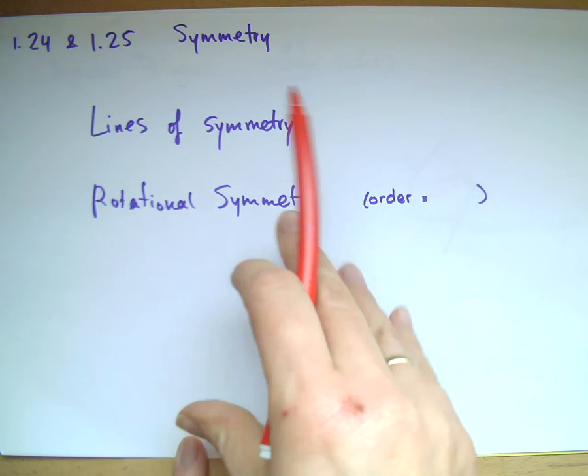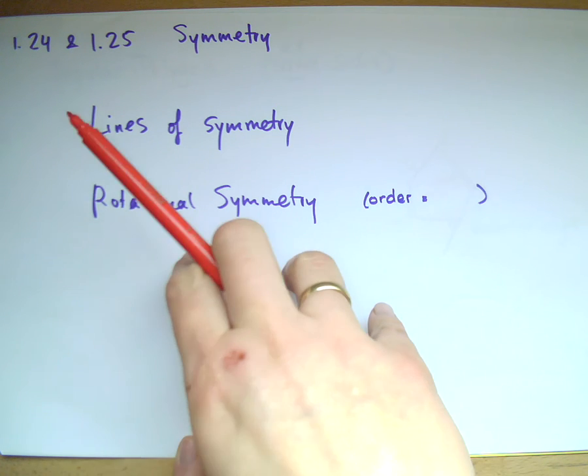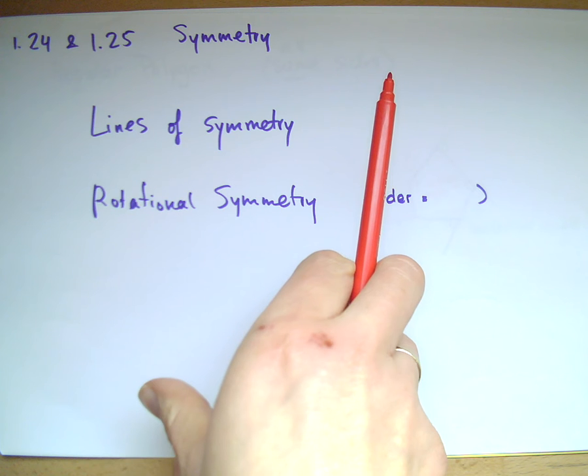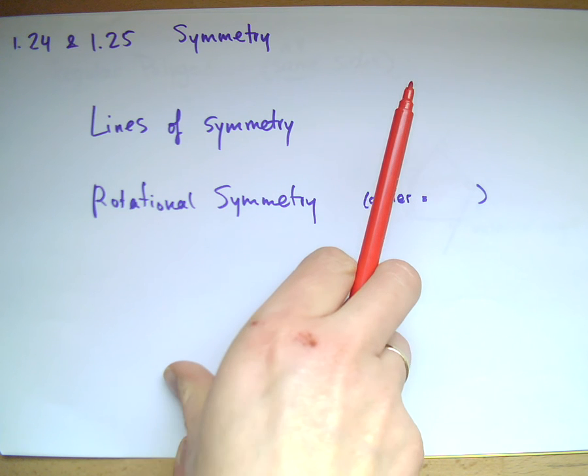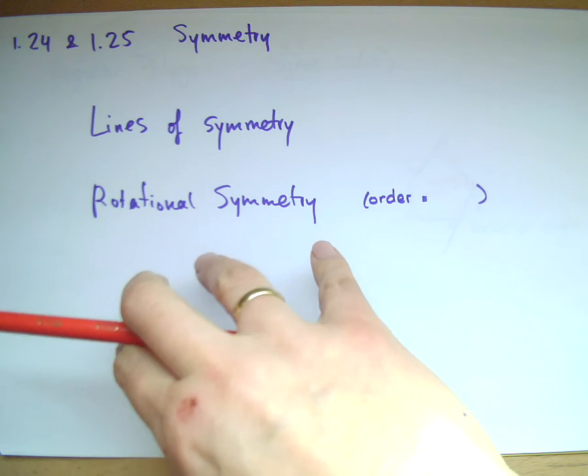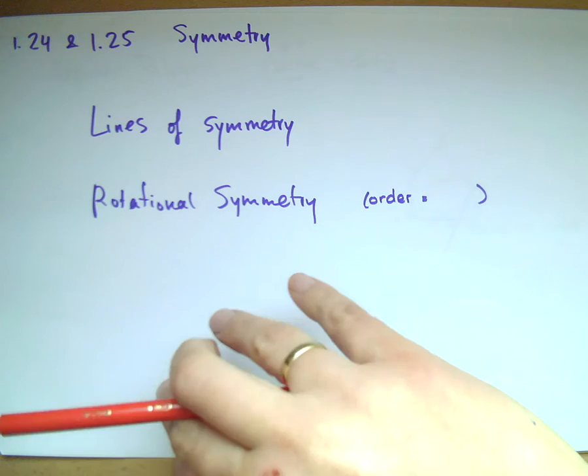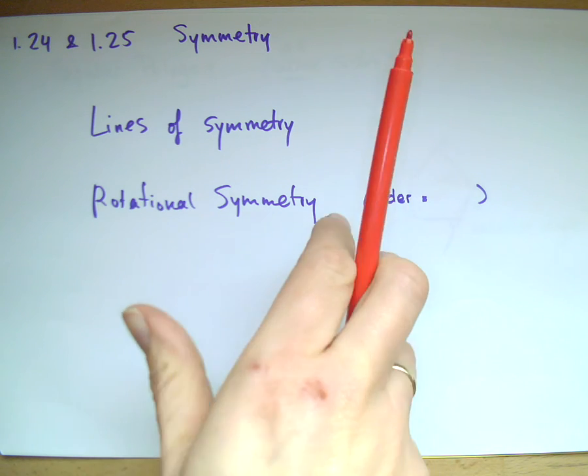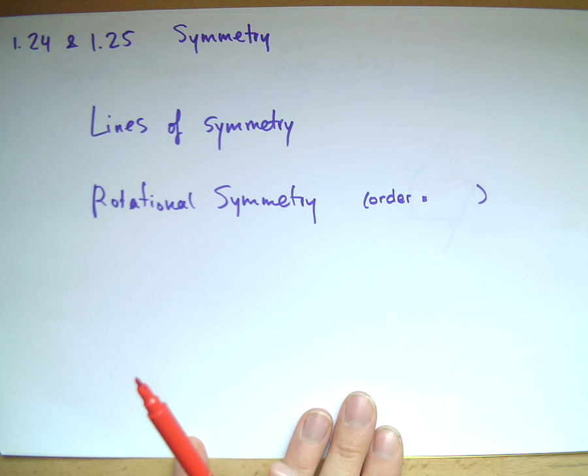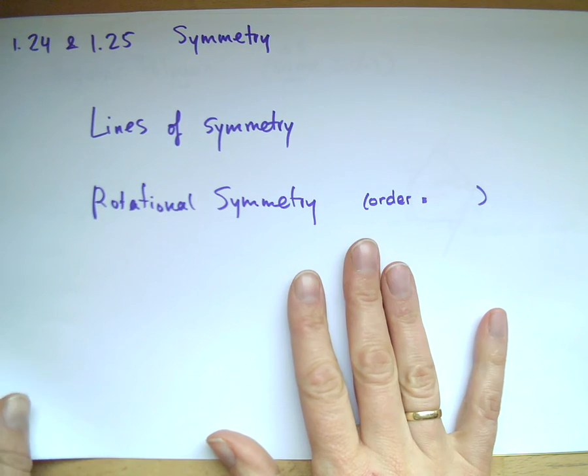Then you just see how many times can I turn it so that it still looks like itself. How many times can I turn it until I have the shape in the same position as I did at the start? Anyway, if you need help on this, you really need to look at the book.